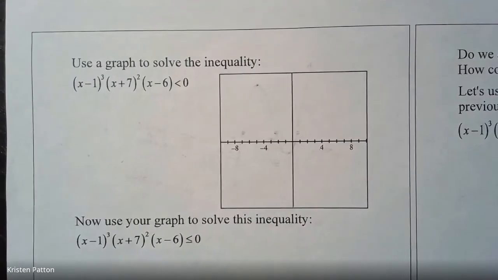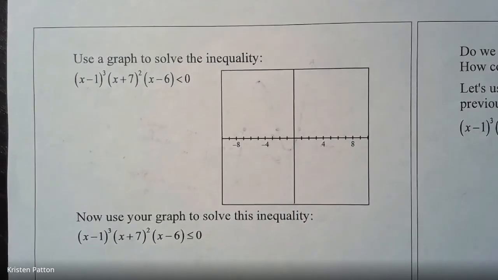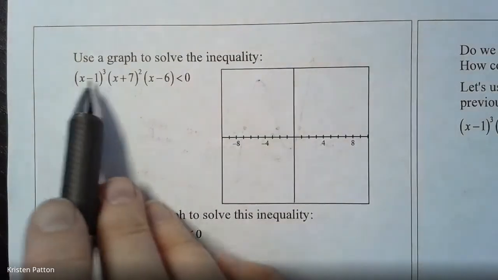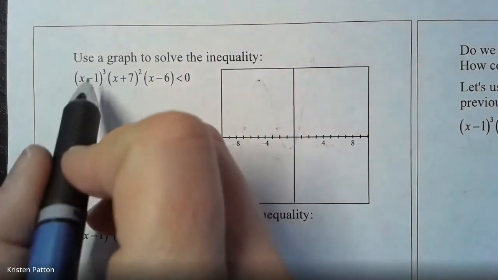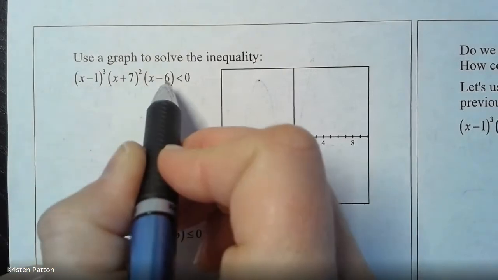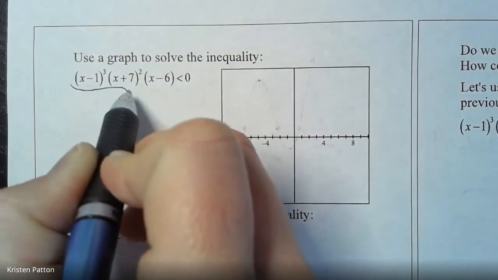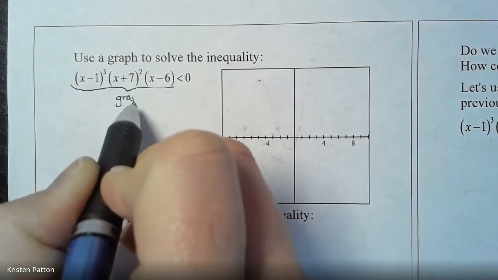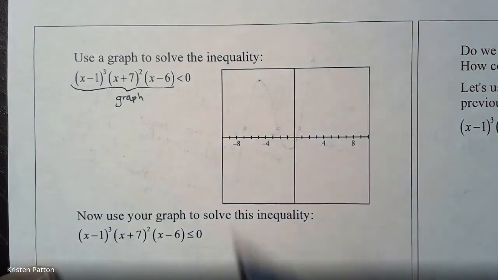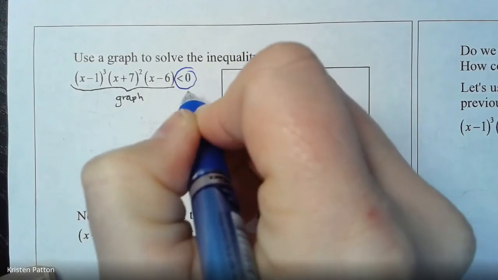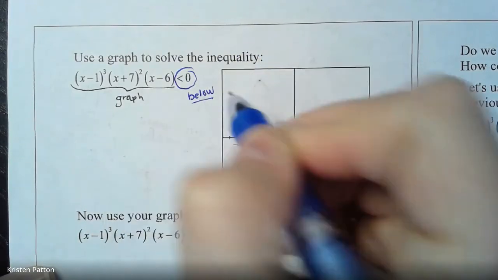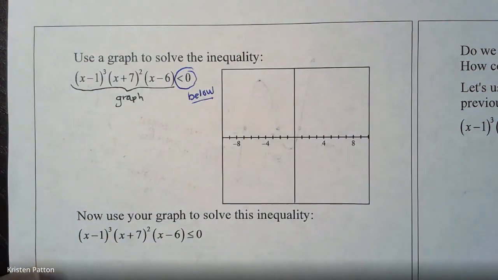Okay, let's do another one. It says use a graph to solve the inequality. So here we are, solving inequalities like you solved inequalities in Algebra 1. They may not have looked like this. So if I want to know when this whole thing is less than 0, let's go graph this function. And less than 0 means I want it to be below the x-axis.